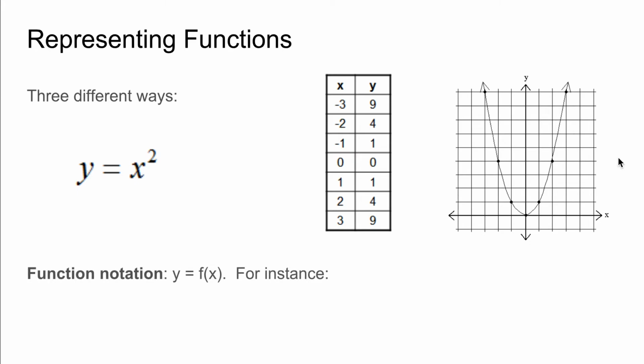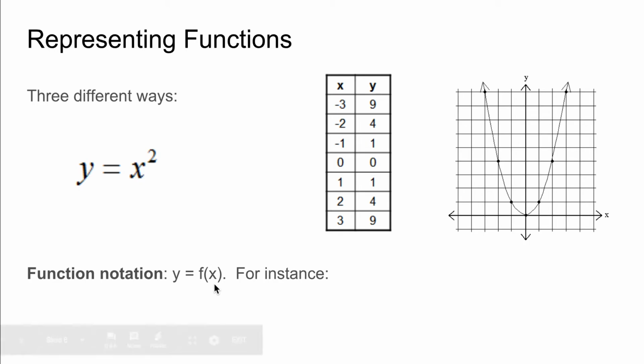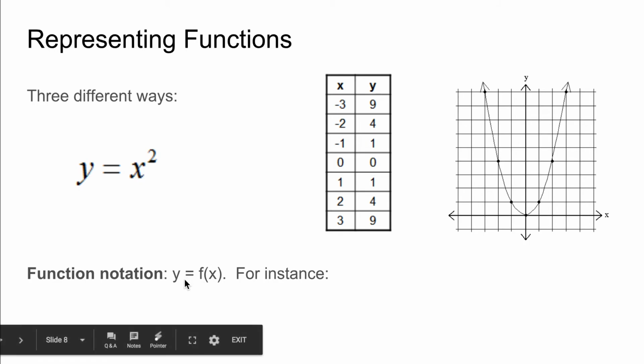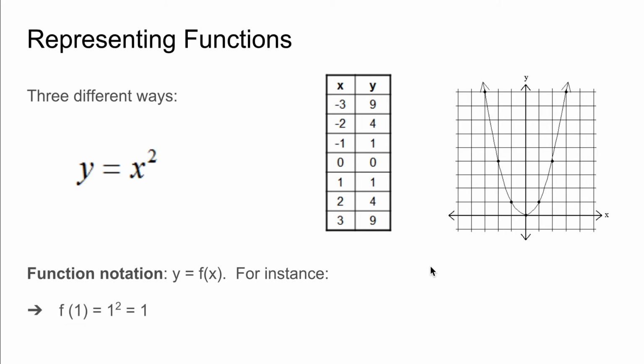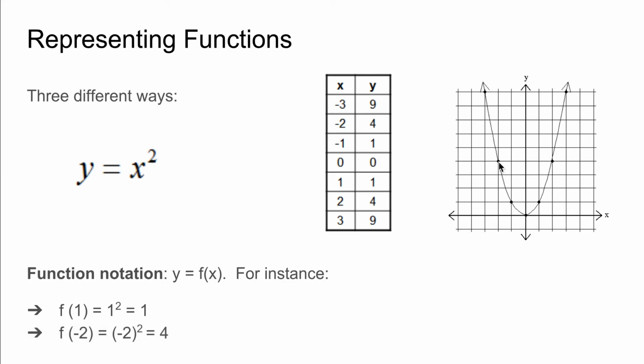The last thing that you're going to get to practice in this level is function notation, where we say that y equals f of x. What this means is I put x into the function and I get out a y value. For instance, f of 1, I'm just putting 1 into the function. f of 1 equals 1 squared, that equals 1. f of negative 2 equals negative 2 squared, and that equals 4. And I can find these points on the graph: 1 and 1, negative 2 and 4. Good. So this is a general understanding of functions.